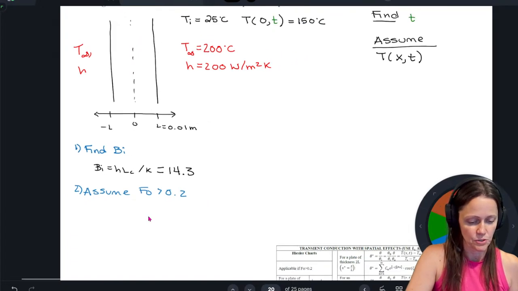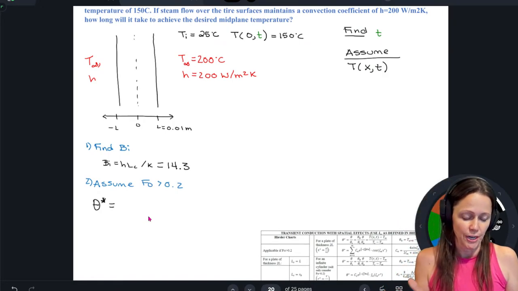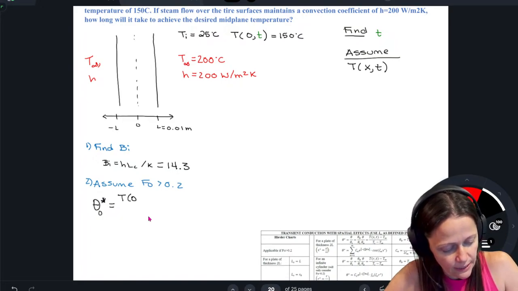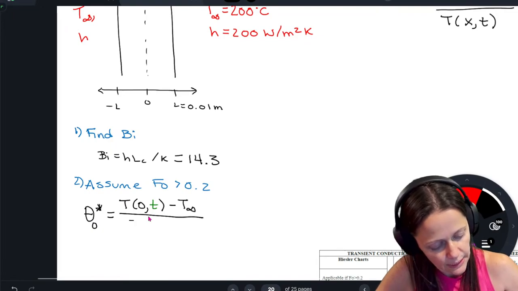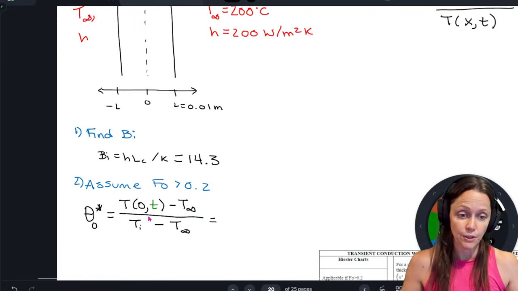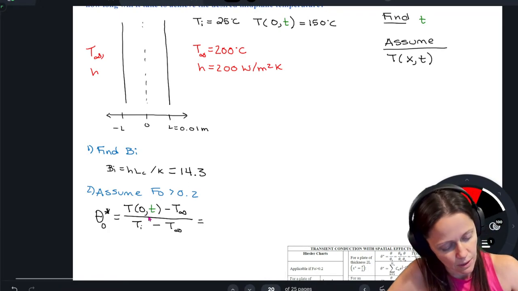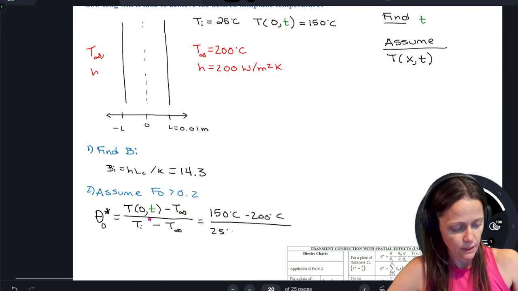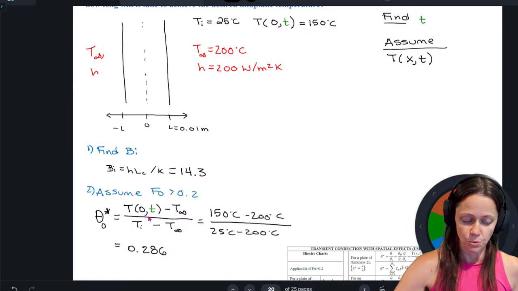And now we're going to start plugging in some numbers. So I've got my theta star. Because we're looking at the temperature at the midplane, I could call this theta star naught if I wanted to. It doesn't really matter. You don't need to put it there. But I'm looking at T at x equals zero and some particular time, minus T infinity, over T initial minus T infinity. I know all those values, right? Here we go. So it's 150 minus 200, over the initial temperature, 25 minus 200. And I've got a value of 0.286. Perfect.